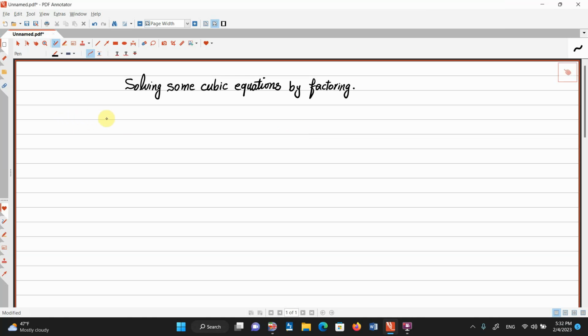In this session, we are going to solve some cubic equations by factoring. I'm going to give some examples to explain how we can solve cubic equations by factoring. Example, solve.